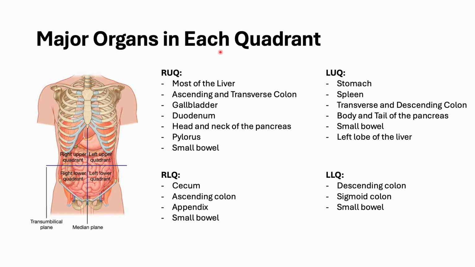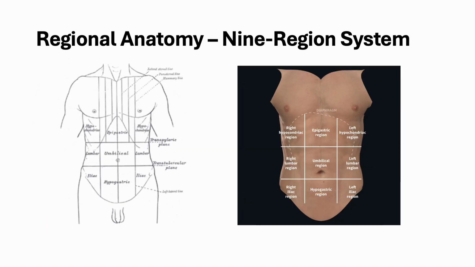So now we're going to get a little more detailed into the nine-region system. That's defined by the mid-clavicular planes, so here are your clavicles, and you're going to have two on both sides. Then we have the subcostal plane. Most people use the transpyloric plane, however, so I'm going to stick to that. And then the intertubercular plane, which is going to be over here.